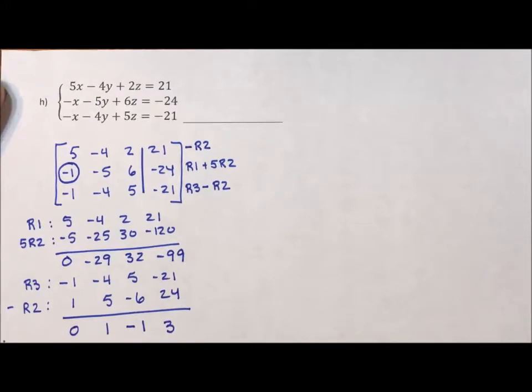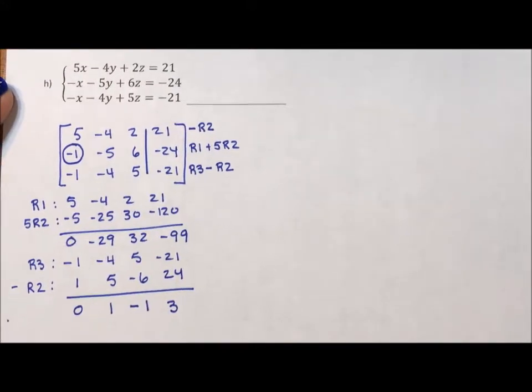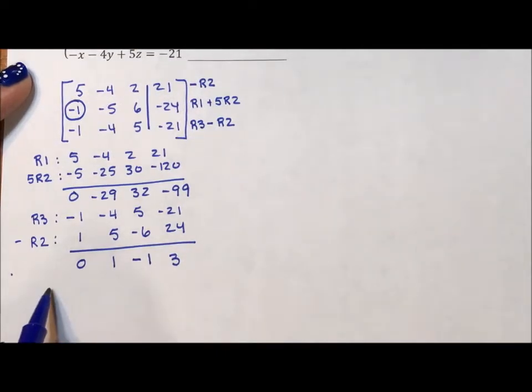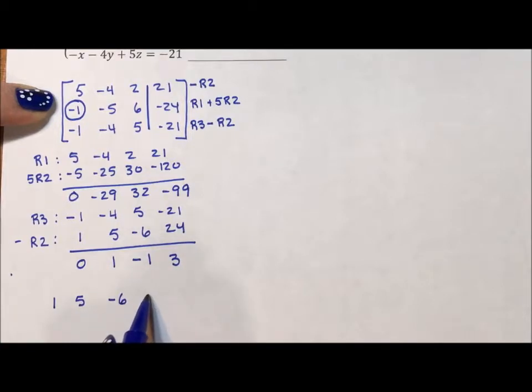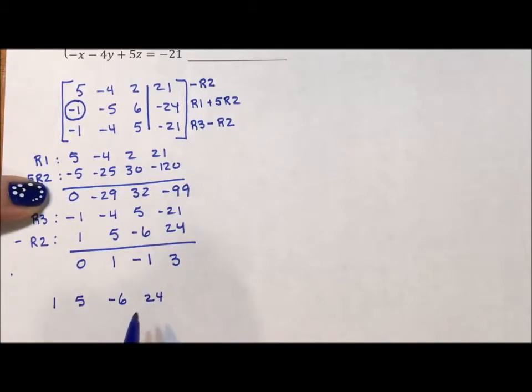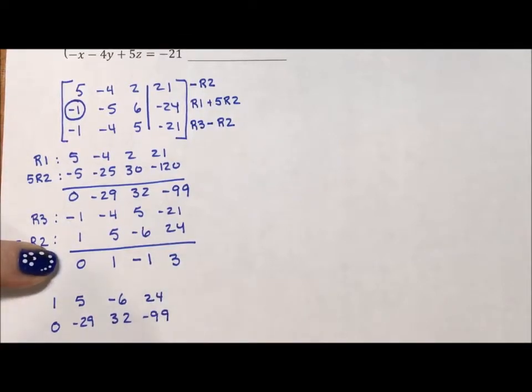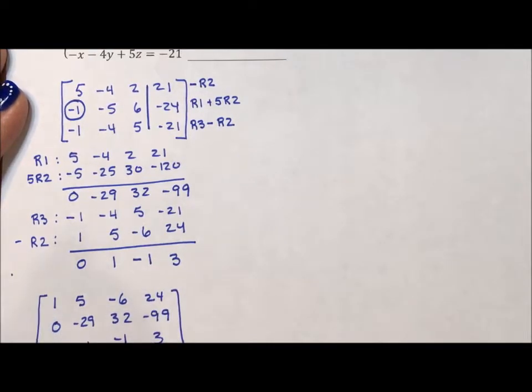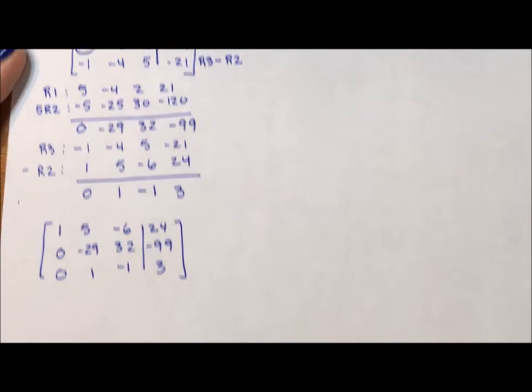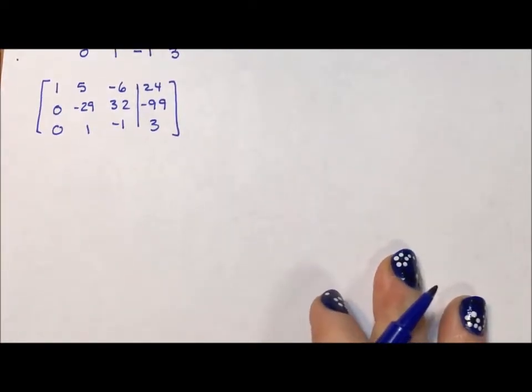Okay, so I need to put all of this into a single new matrix. So I start with negative row 2. Negative row 2 is going to give me a +1, a +5, a -6, and a +24. This becomes my second row, this 0, -29, 32, and -99, and this becomes my bottom row, 0, 1, -1, 3. Brackets to make it a matrix, line to make it an augmented matrix, and then we have a new matrix that we are going to be playing with.